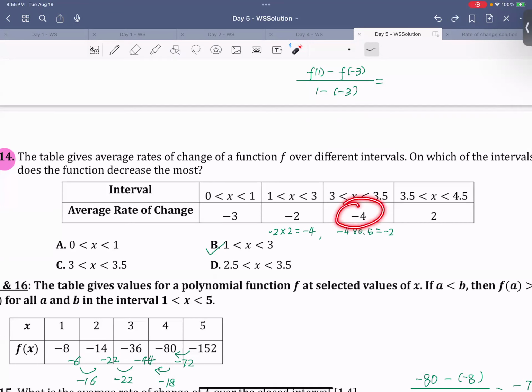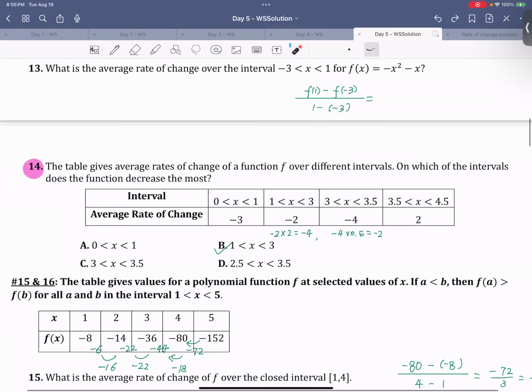But did they say which one's rate of change is the smallest? This is not asking you which rate of change is the smallest. They ask you which decreases the most on the whole interval. So you should use that thing times 0.5.